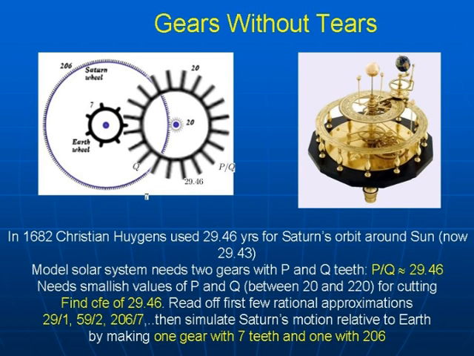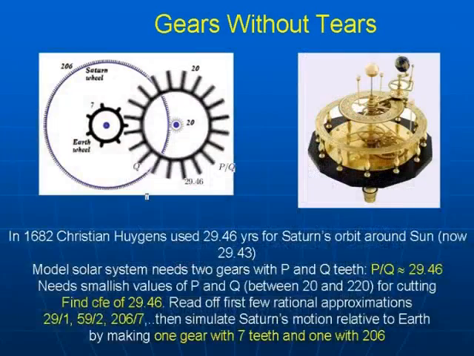So what he's got to do is to find the continued fraction expansion of 29.46. And if you do that, the first few rational approximations: the first one is just the whole number part, 29. The next one is the whole number part of 1 divided by 0.46, 59 over 2, 206 over 7, and so on. So what he did, in this case, was to build one gear with 7 teeth and the other with 206. Okay, so that was the fraction which stayed within his requirement.